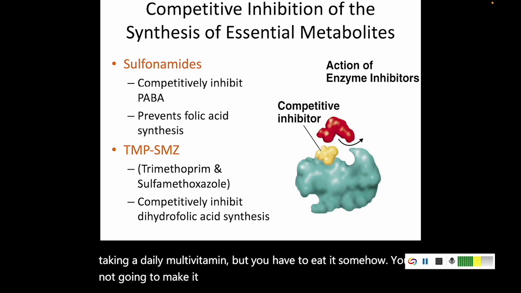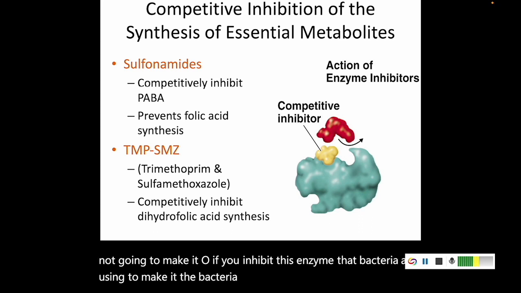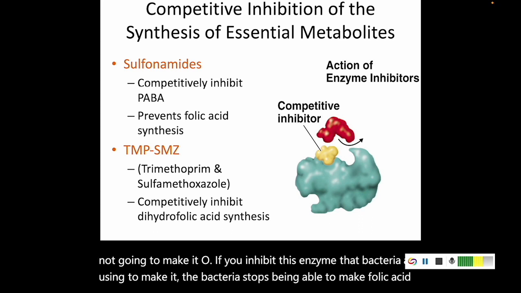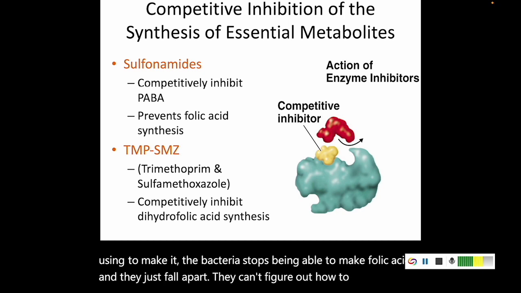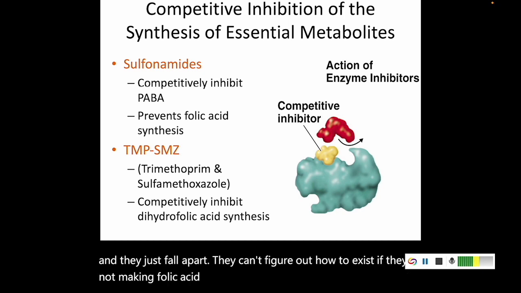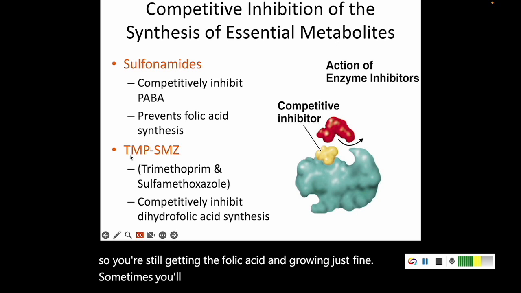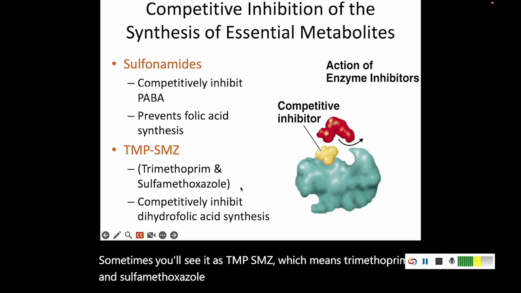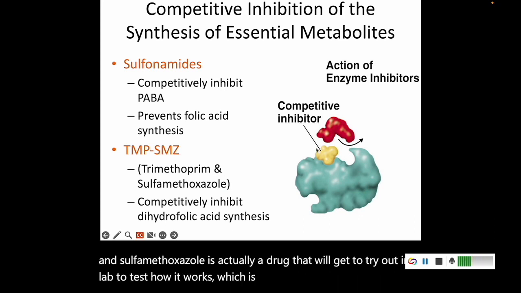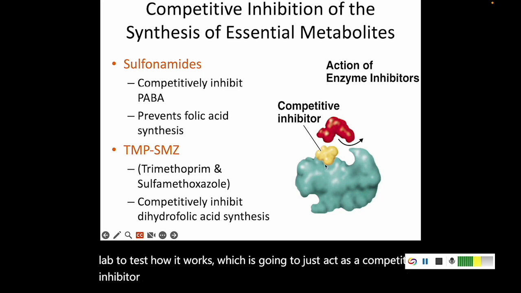So if you inhibit this enzyme the bacteria are using to make it, the bacteria stop being able to make folic acid, and they just fall apart. They can't figure out how to exist if they're not making folic acid. Meanwhile, you're still eating your spinach, so you're still getting the folic acid and growing just fine. Sometimes you'll see it as TMP-SMZ, which means trimethoprim and sulfamethoxazole. This is actually a drug that we'll get to try out in lab to test how it works, which is going to just act as a competitive inhibitor. It just stops this enzyme from making folic acid.